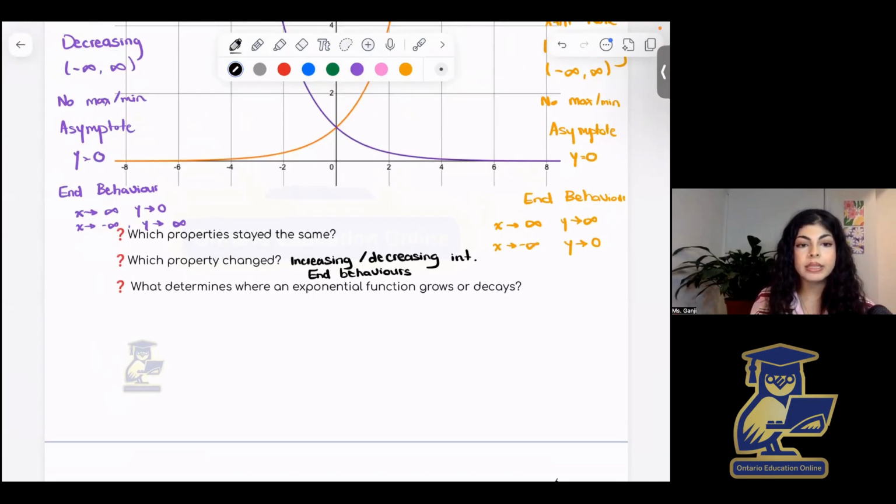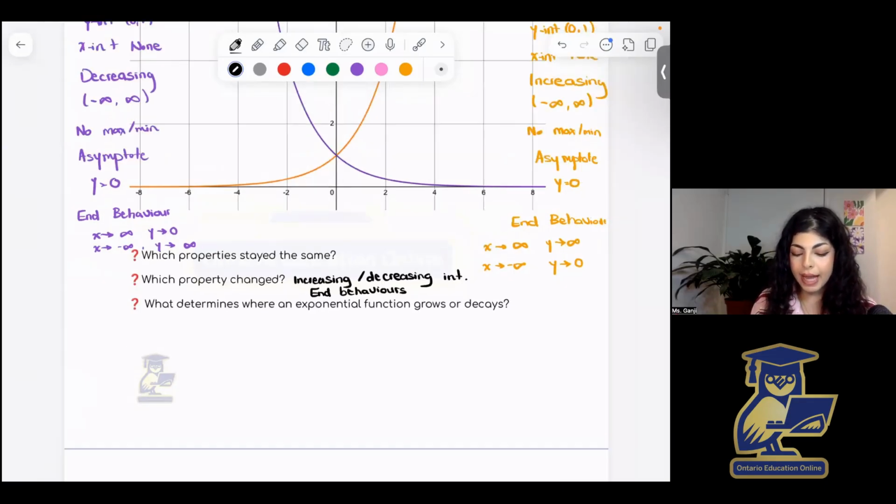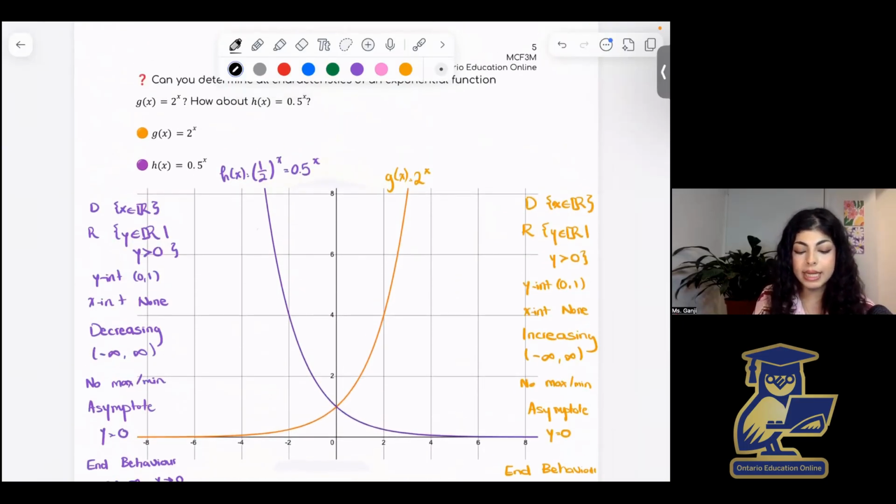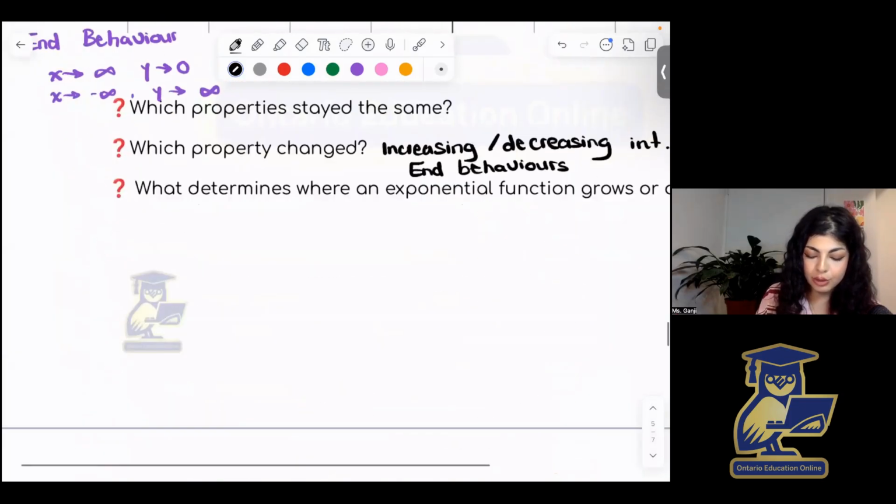So what determines when an exponential function is an exponential growth or a decay, and specifically where? So by now, I hope you know that once an exponential function is a decay, then it's decreasing. So the whole function is a decreasing function, and when it's a growth, then it will be increasing throughout the whole function. So what determines that? And what specifically of these two functions determines whether it was a growth or a decay? And you should get the base.